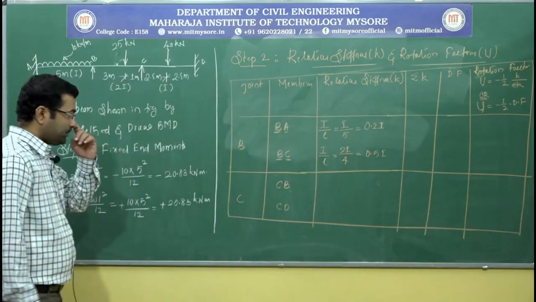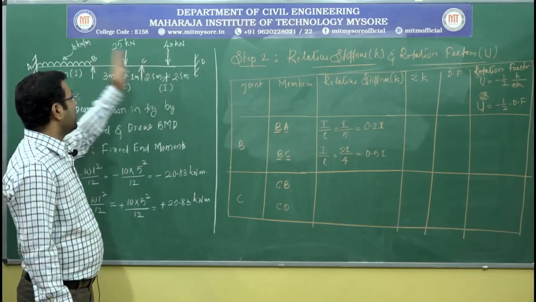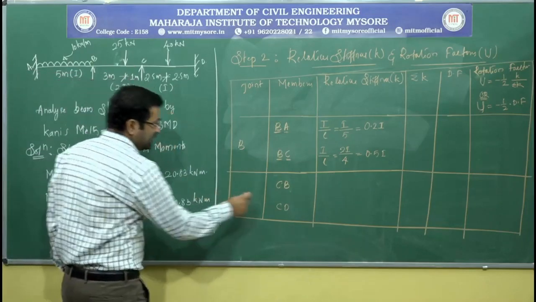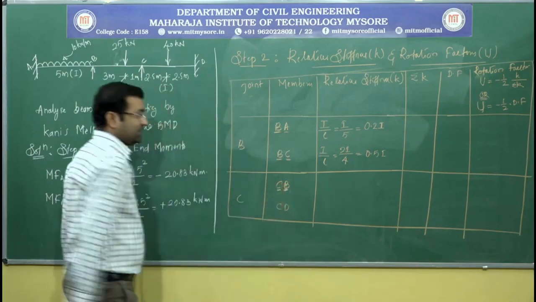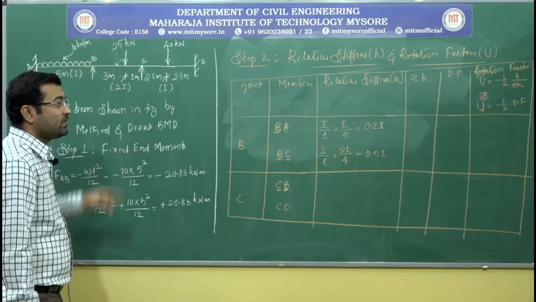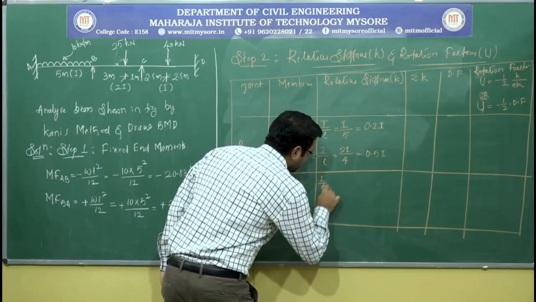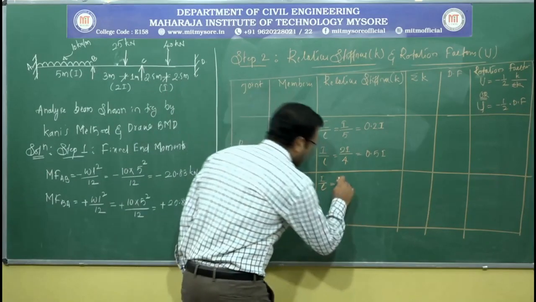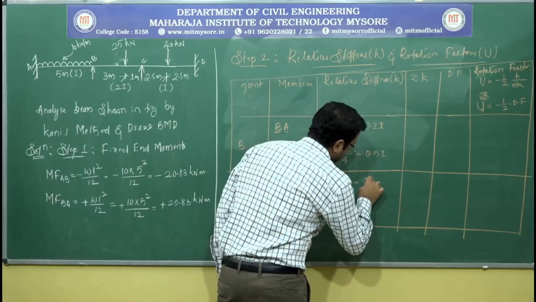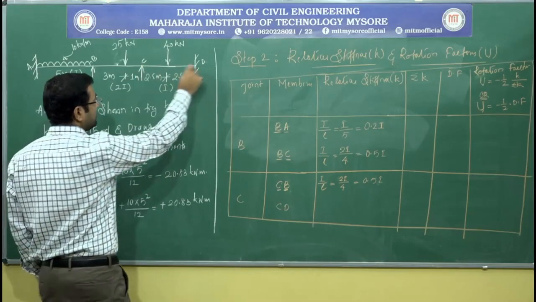Similarly, if I come to joint C, for joint C we have CB and CD as the members. For CB, C is the near end and B is the far end. Here the far end is again, like previous, an intermediate support, and all the intermediate supports are treated as fixed. So it is I by L. The I value is again 2I, L is 4 meter, so this is also 0.5 I.